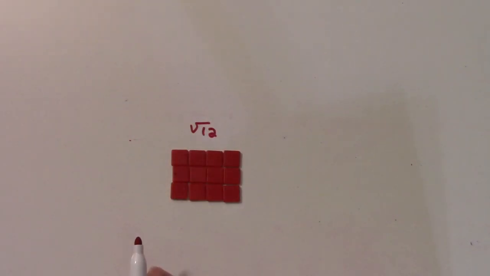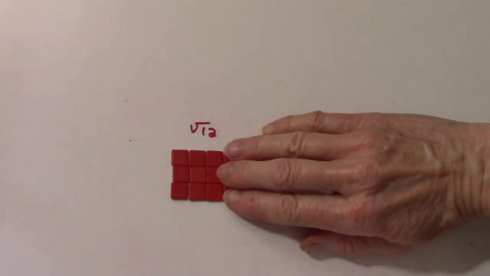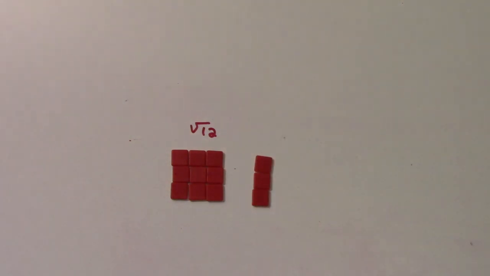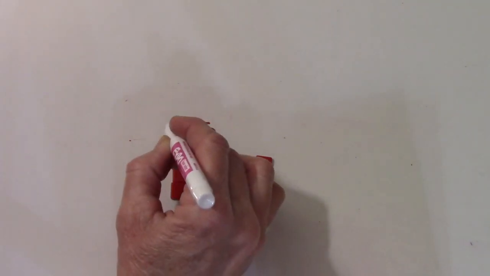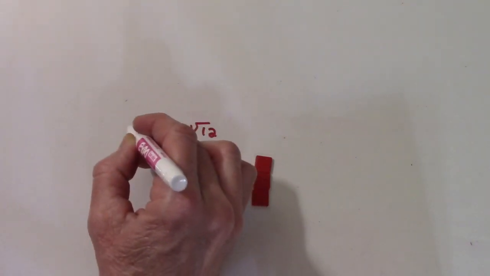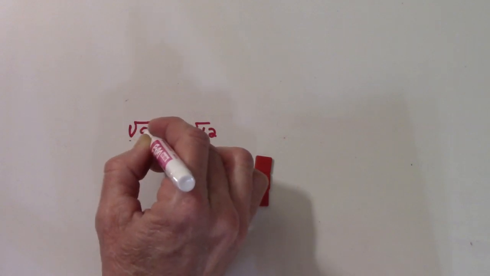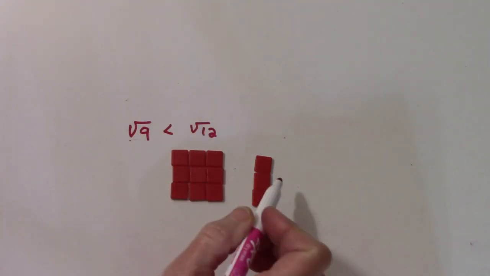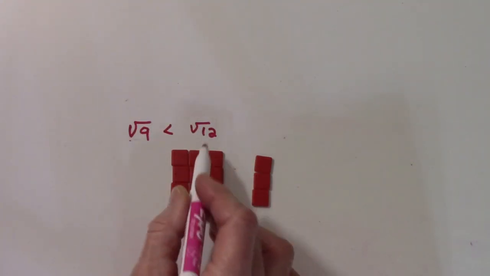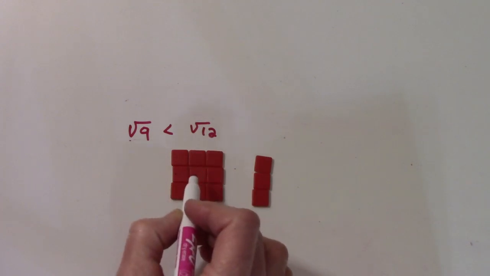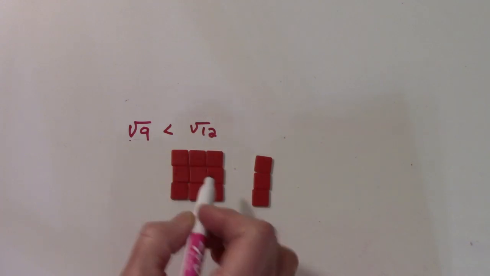But since I can't make a perfect square using 12, I can make a perfect square using less than 12. If I remove these 3, then I have a perfect square whose area is 9. So that's using less than 12, so I know that 12 is more than 9. Because I had more tiles, so I removed them. So my answer for the square root of 12 is going to be more than the square root of 9.